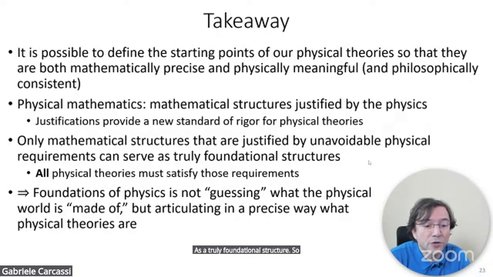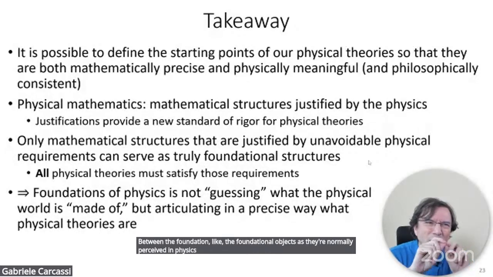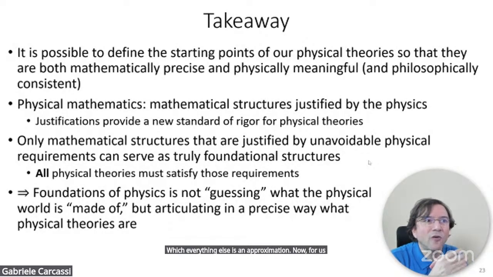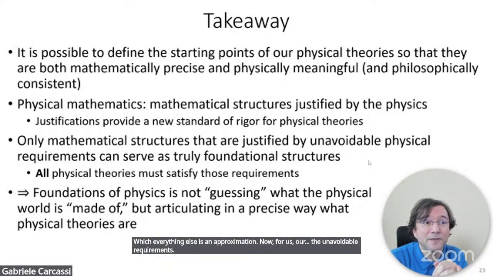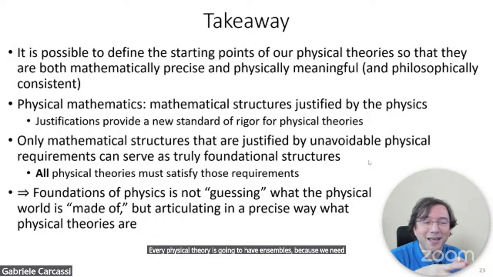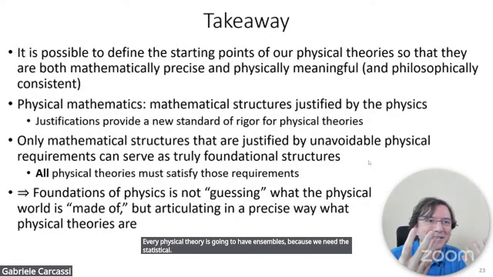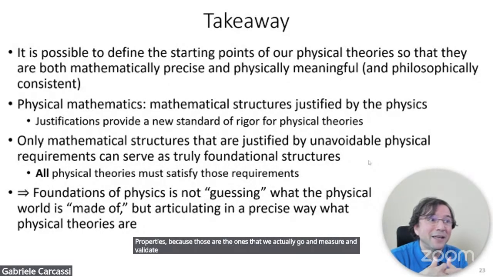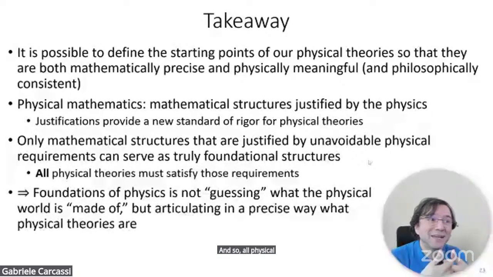So this is where you see really the difference between the foundation, like the foundational objects as they're normally perceived in physics, as the fundamental constituents and the fundamental forces, the ones for which everything else is an approximation. No, for us, they are the unavoidable requirements that are there in every physical theory. As I said, every physical theory is going to have ensembles because we need the statistical properties, because those are the ones that we actually go and measure and validate experimentally. And so all physical theories must satisfy those requirements.